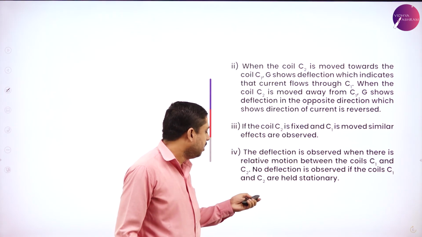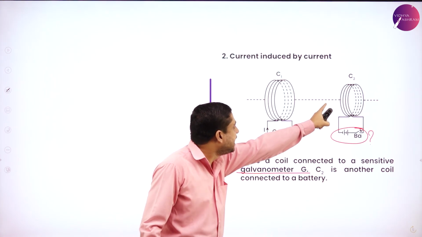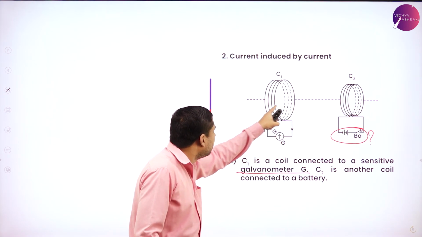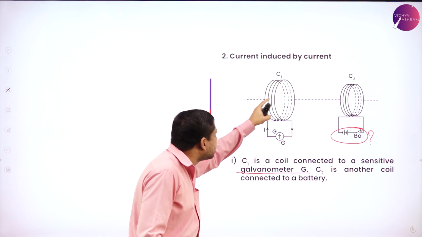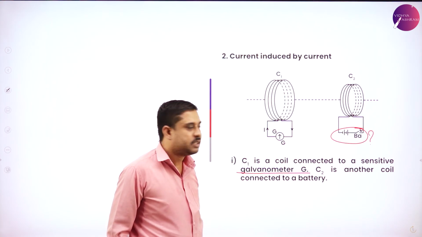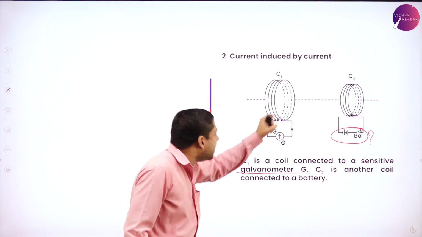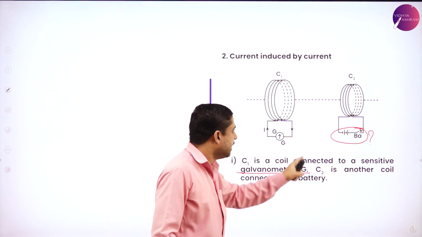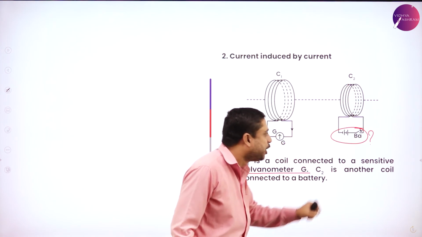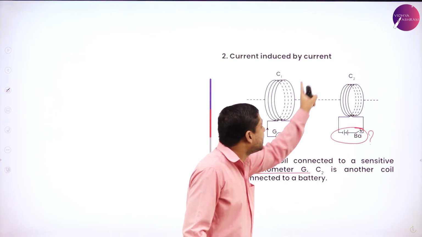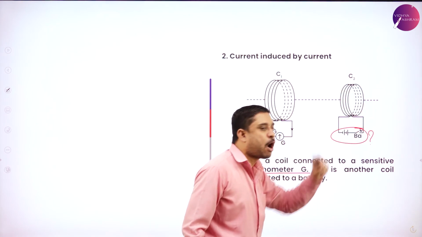When the coil C2 is moved towards C1, there is a current flowing through C2. It is connected to a battery, which means there is some magnetic field around C2.